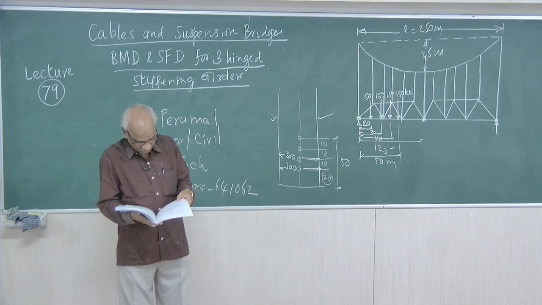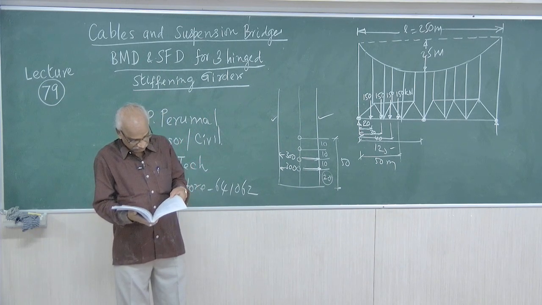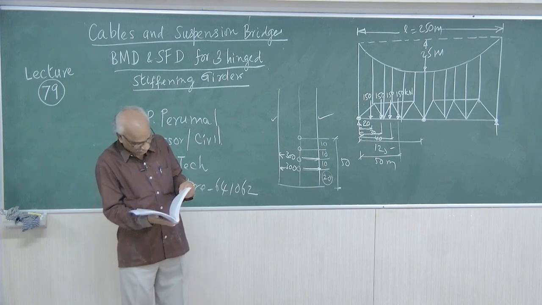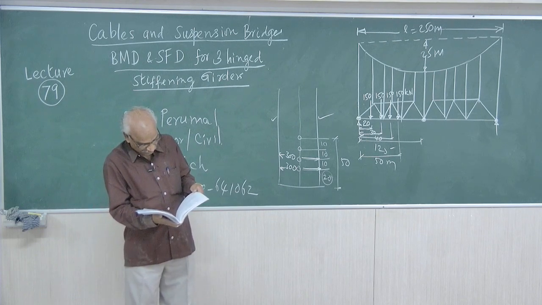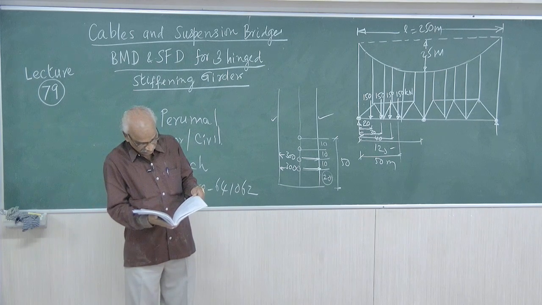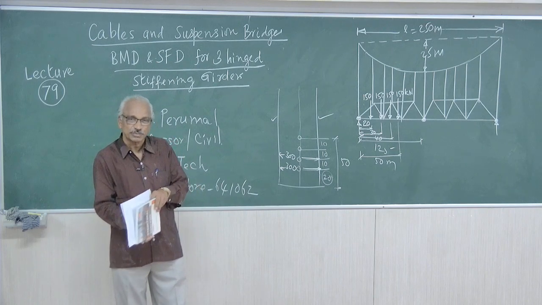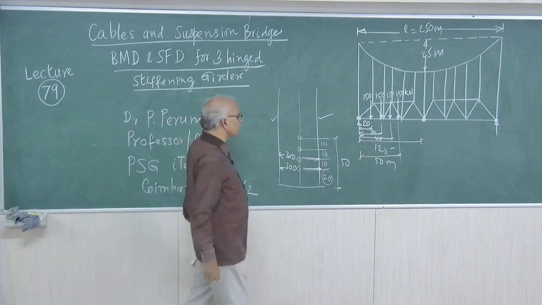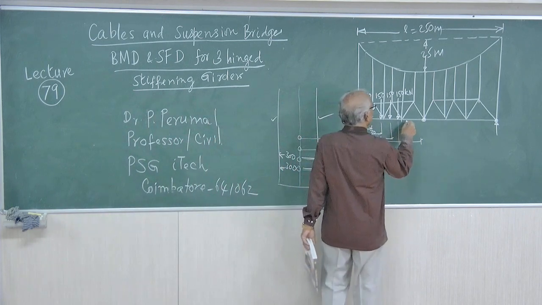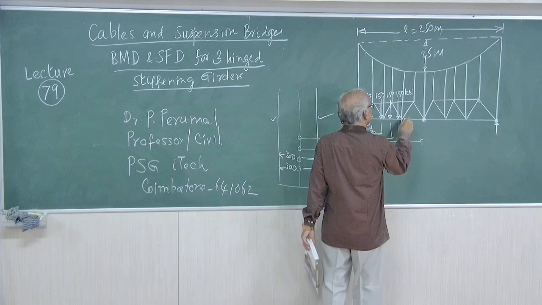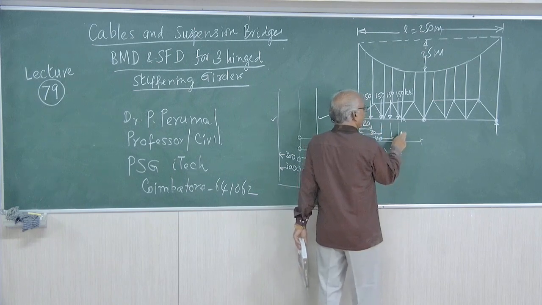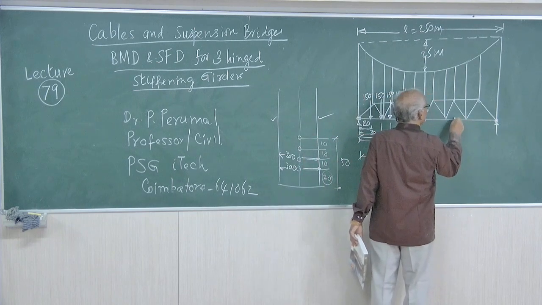Now what is required is to find the shear force and bending moment in the girder 62.5 meters from each end. Also calculate the maximum tension in the cable. So this is the numerical problem. They want the value of the shear force and bending moment at 62.5 meters from the left hand support and 62.5 meters from the right hand support.